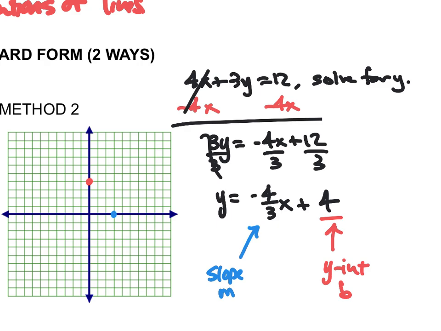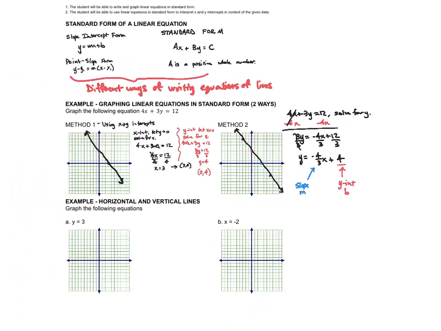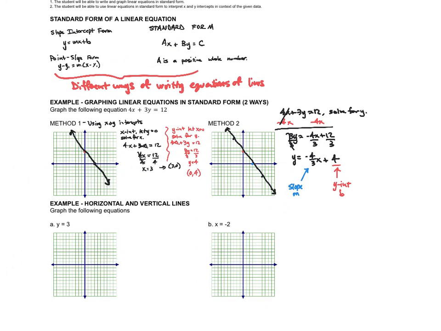I can go up 1, 2, 3, 4 to the left 3, plot a point. Down 1, 2, 3, 4 to the right 3. And I can connect all of these with a line. Okay, and that's the idea. It doesn't matter how you do this necessarily. I just want you to be able to take an equation in standard form and graph it.